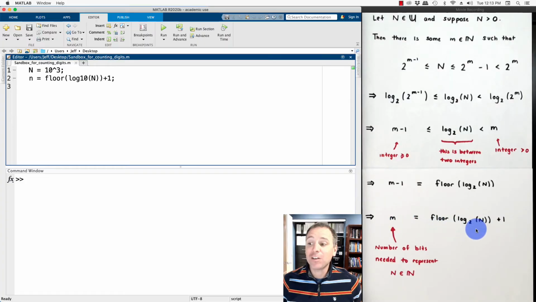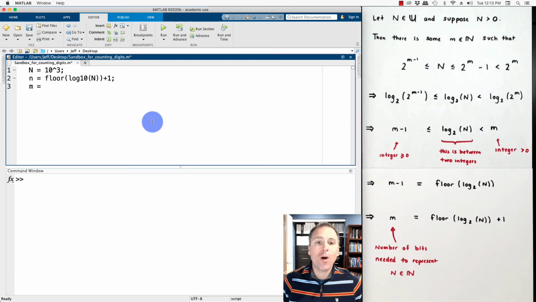And in fact, I can confirm this formula in MATLAB. Specifically, we're going to go ahead and define the variable m to be the floor function of log base 2, in this case, not base 10, because we're not asking how many decimal digits, we're asking how many binary digits. So the base in this logarithm is 2. And then we put an n on the inside of the argument to the log and then add 1 to this.